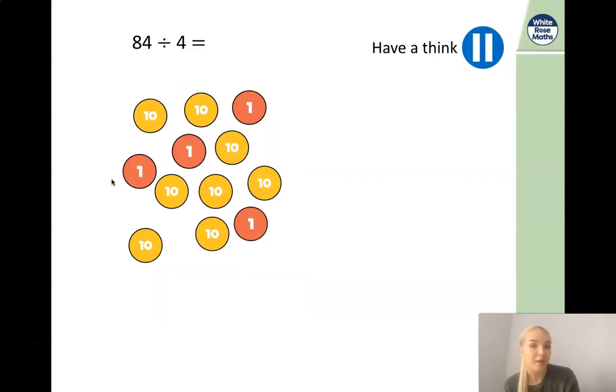Can you have a go? Pause the video and see if you can use a place value chart to work out the answer to this division, please. Pause the video and off you go.